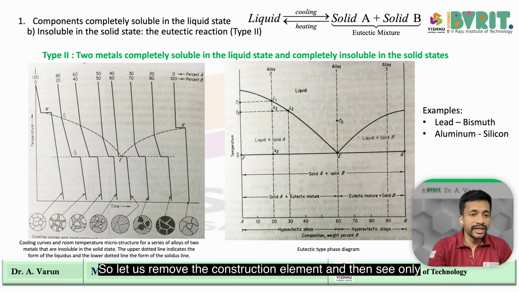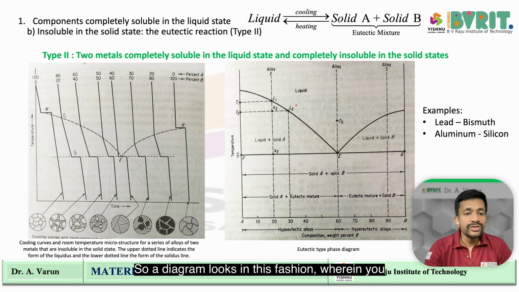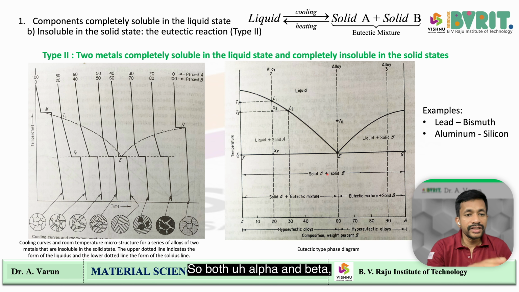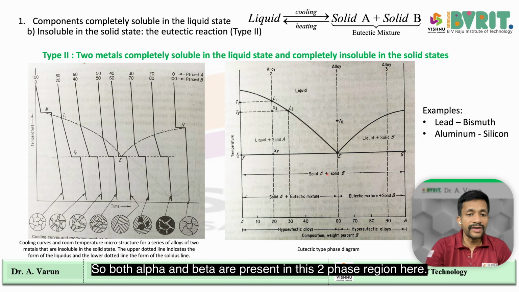So let us remove the construction element and see only the diagram. A diagram looks in this fashion, wherein you can see this is the liquidus line, above which there will be a liquid, and this is the solidus line below which insoluble A and B are present. So both alpha and beta, let's say A extends to alpha, B extends to beta. So both alpha and beta are present in this two-phase region here.